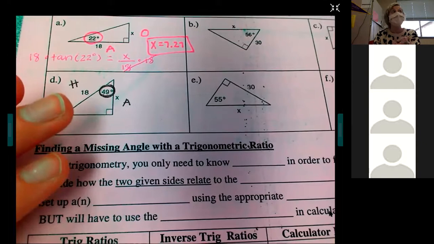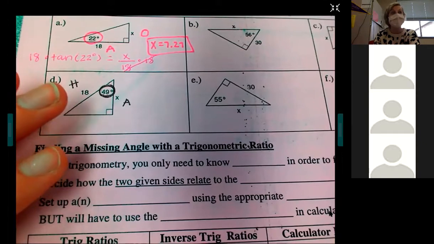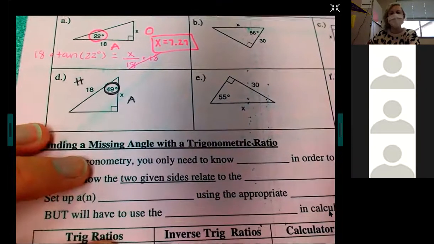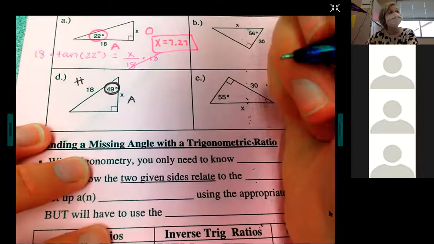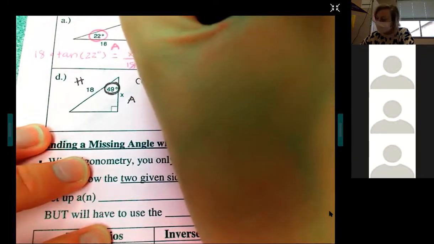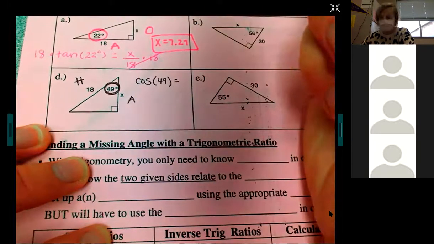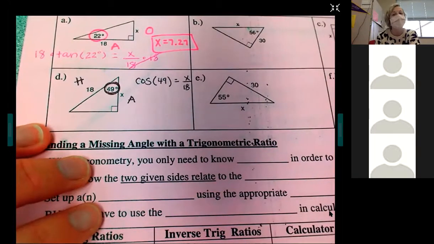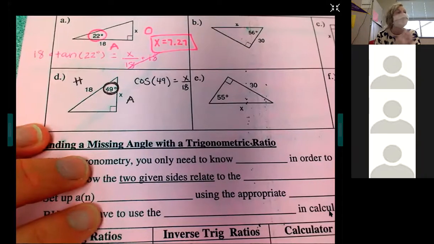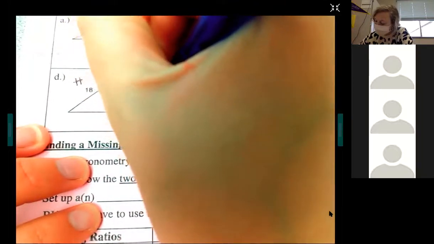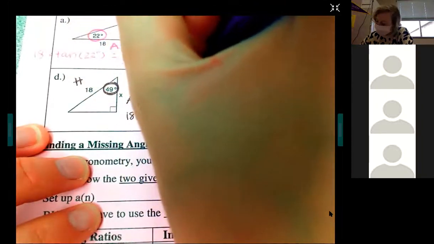If I have adjacent and hypotenuse, A and H, what am I using? What ratio? Cosine. Don't call it cos, cosine. Everybody always says cos. It's cosine. So let's set up our equation. Cosine of what angle? 49 equals, good, X over 18. How do you get X by itself? Multiply by 18. So what we want to type into Desmos is 18 cosine of 49.